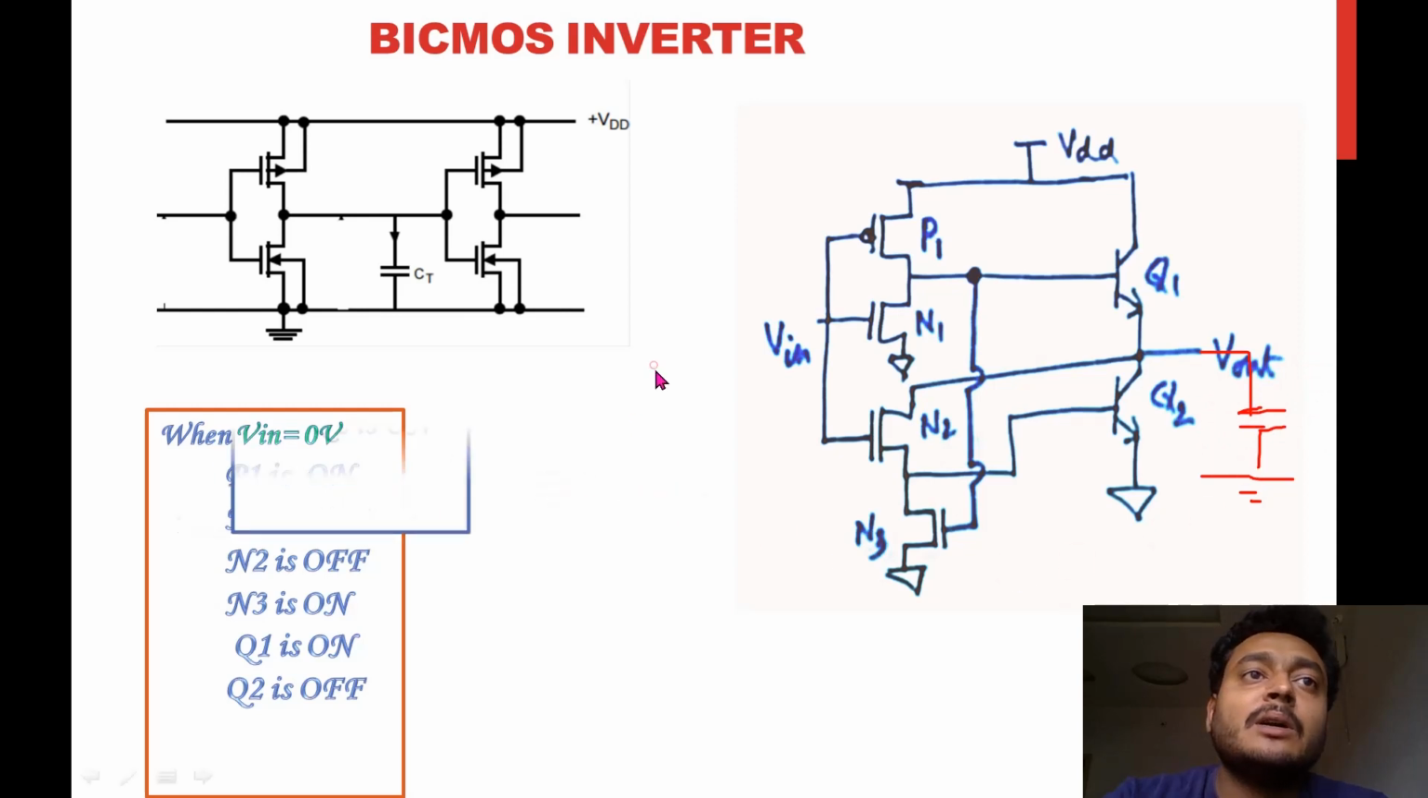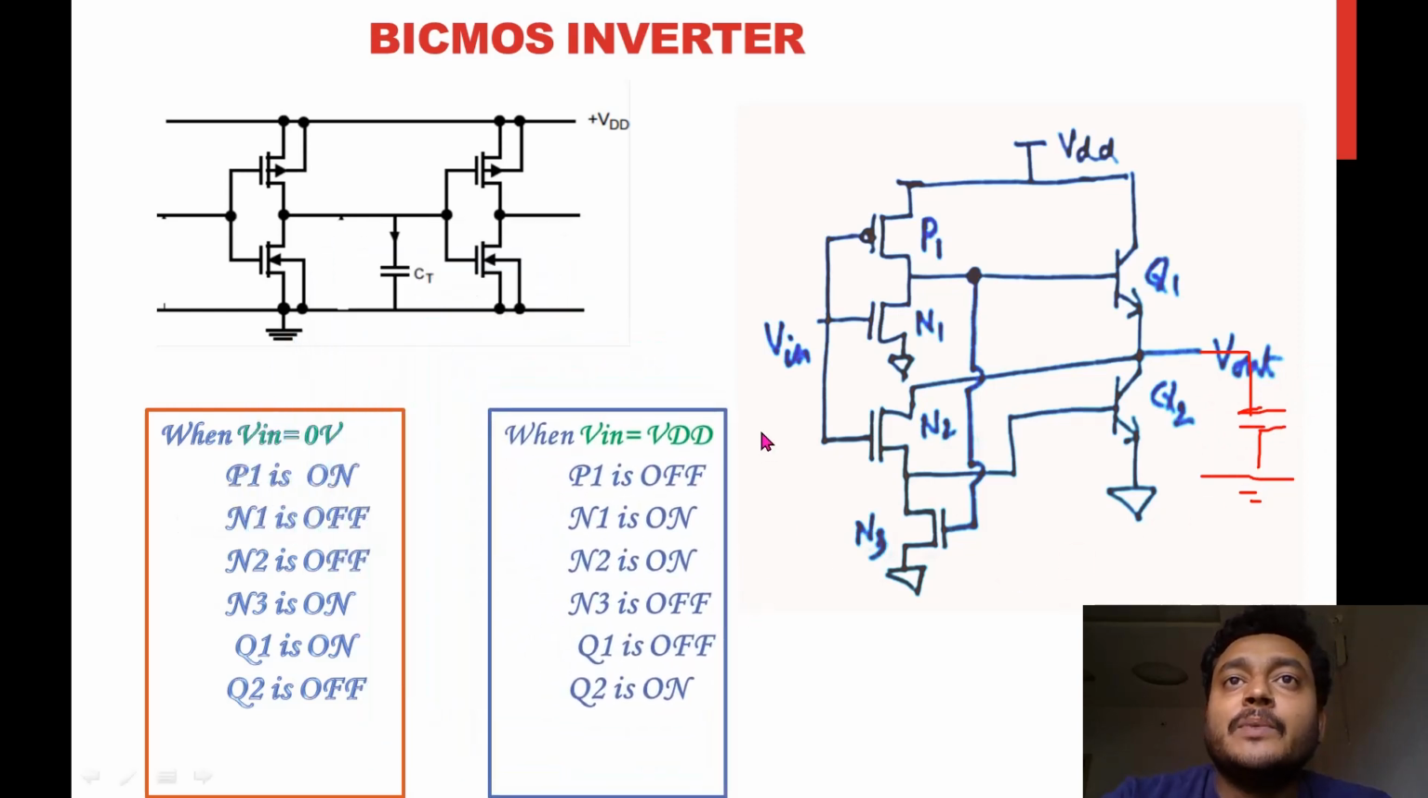What is the condition when Vin is equal to VDD? What will be the conditions now? The conditions are very simple. What is the condition of P1? P1 is off because Vin is equal to VDD. N1 will be on, N2 will be on. What is the condition of N3? Since N1 is on and P1 is off, this node will be grounded, right? So you will have 0 volt here. This 0 volt means N3 will not turn on, so N3 will be off.